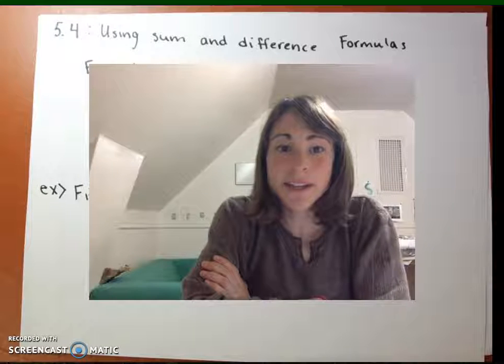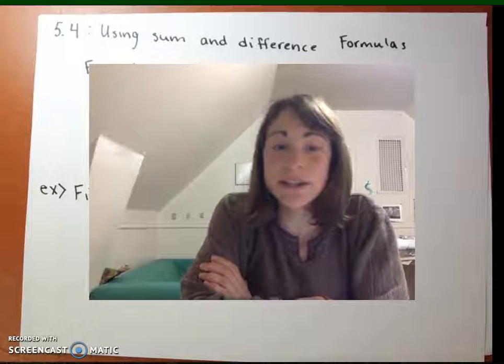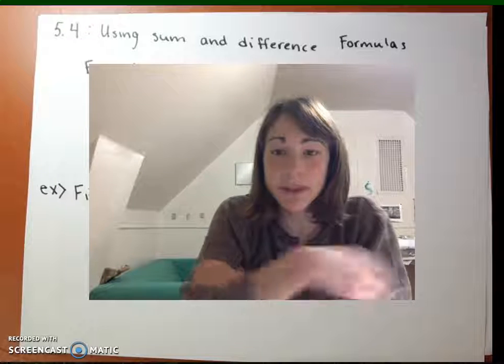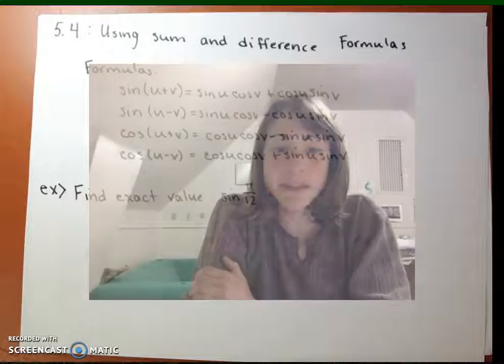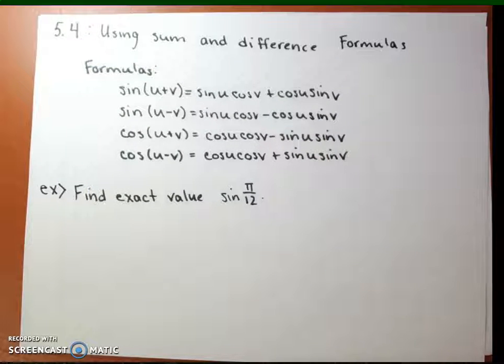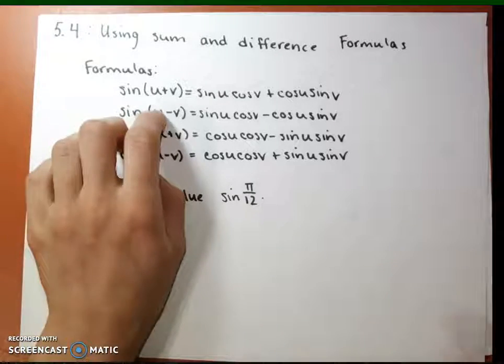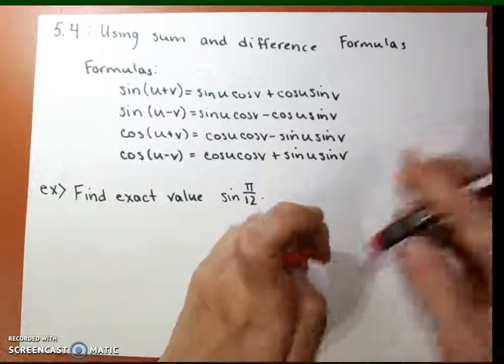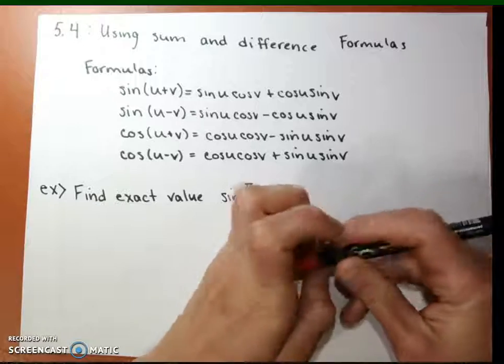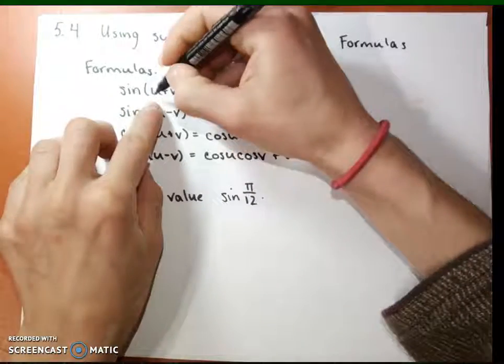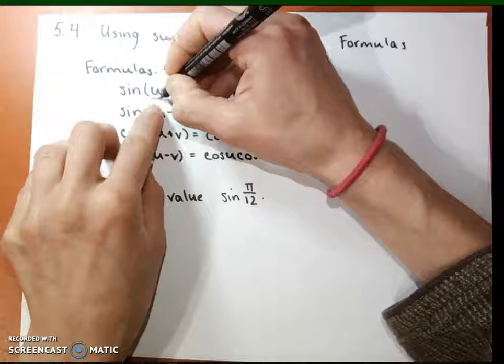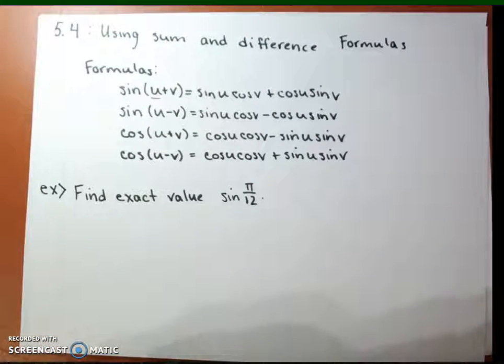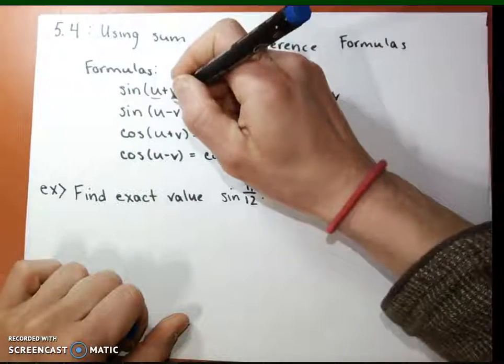Hello everyone. In this video I'm going to give you a couple of examples for how to use the sum and difference formulas. So we'll start out just by talking about what the formulas say. So let's look at the sum formula. What this says is that we can calculate the sine of the sum of two angles. So my first angle is U and my second angle is V.